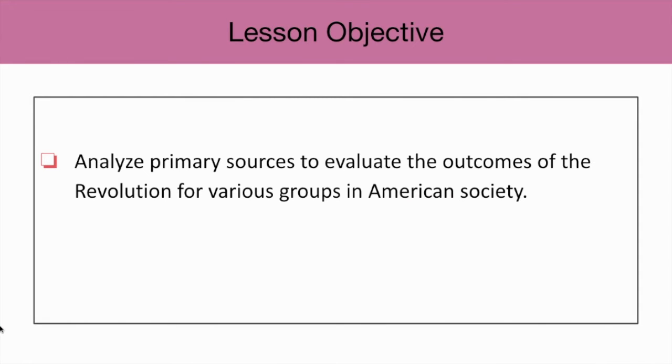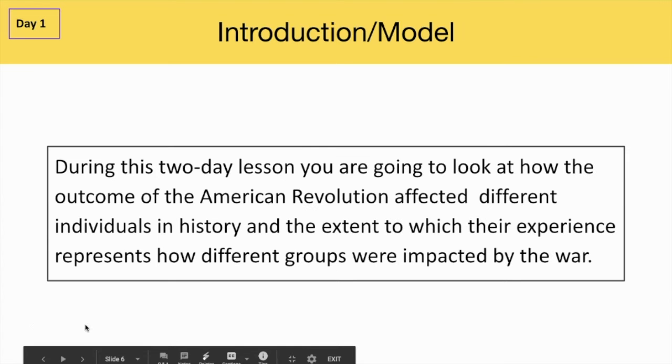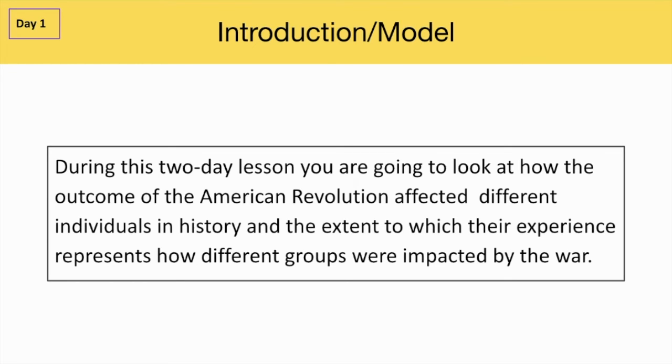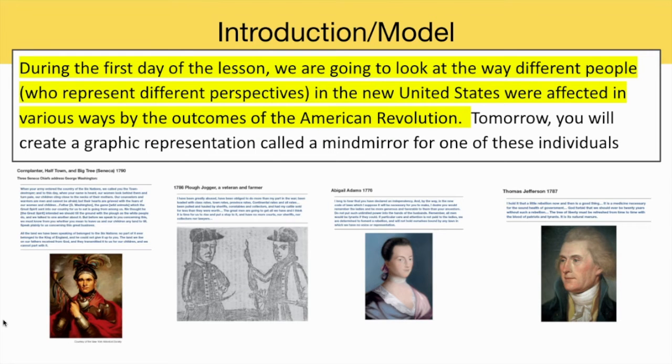The objective for the Evaluating the Outcomes of the Revolution lesson is to analyze primary sources to evaluate the outcomes of the revolution for various groups in American society. During this 2-day lesson, students look at how the outcome of the American Revolution affected different individuals in history and the extent to which their experience represents how different groups were impacted by the war. This video will focus on the first day of the lesson.